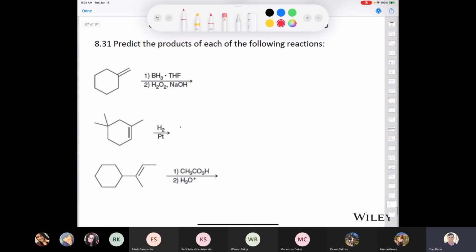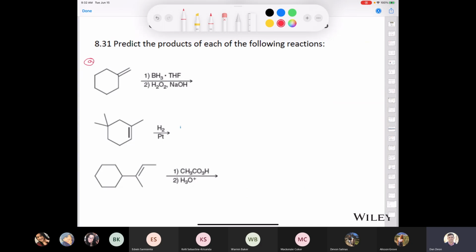And with all that in mind, let's take a look at some practice problems wherein we get to practice, no pun intended, or just anyhow, we should get to practice what we've learned. So this is question 8.31, comes right out of your textbook. I think it's in the practice problems at the end, if I'm not mistaken. Anyhow, that's neither here nor there. Let's take a look at the first one.